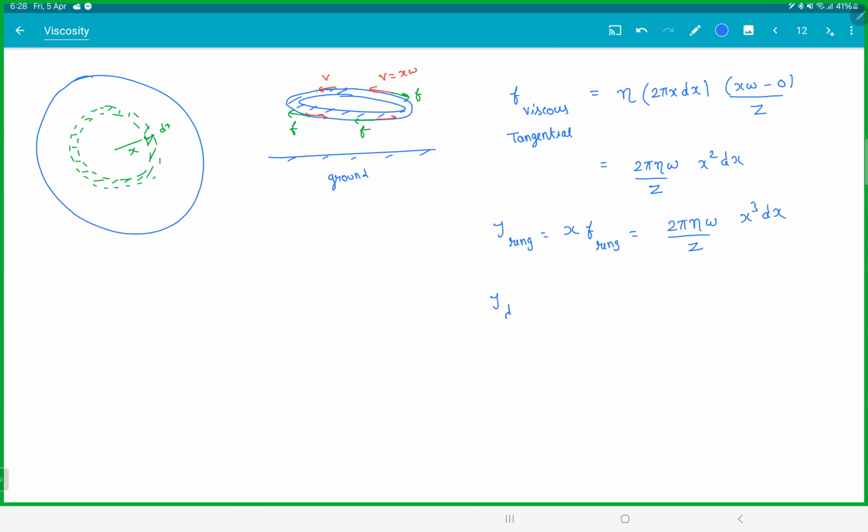Then take torque on the disk. You can't take each ring separately. If you take each ring separately, then there's a normal reaction between them, and I don't want that. The entire disk is going with the same alpha at any point of time. So this will be the integral of 2 pi eta omega by z x cube dx from 0 to r. We end up with pi eta omega r power 4 by 2z. This is your torque as a function of time t. This is the viscous torque.